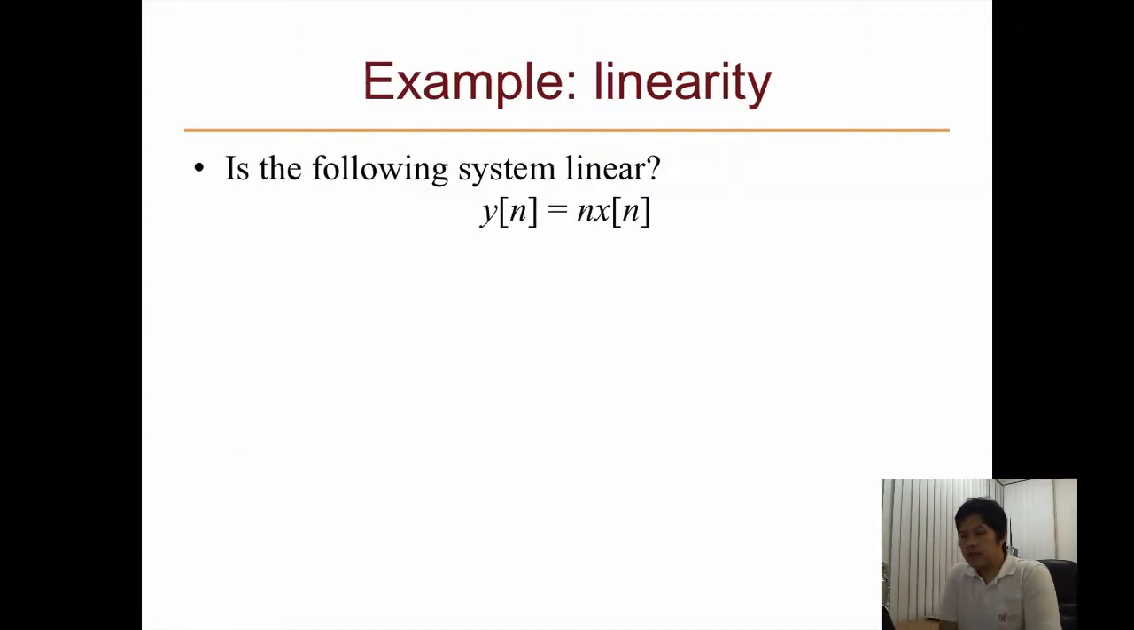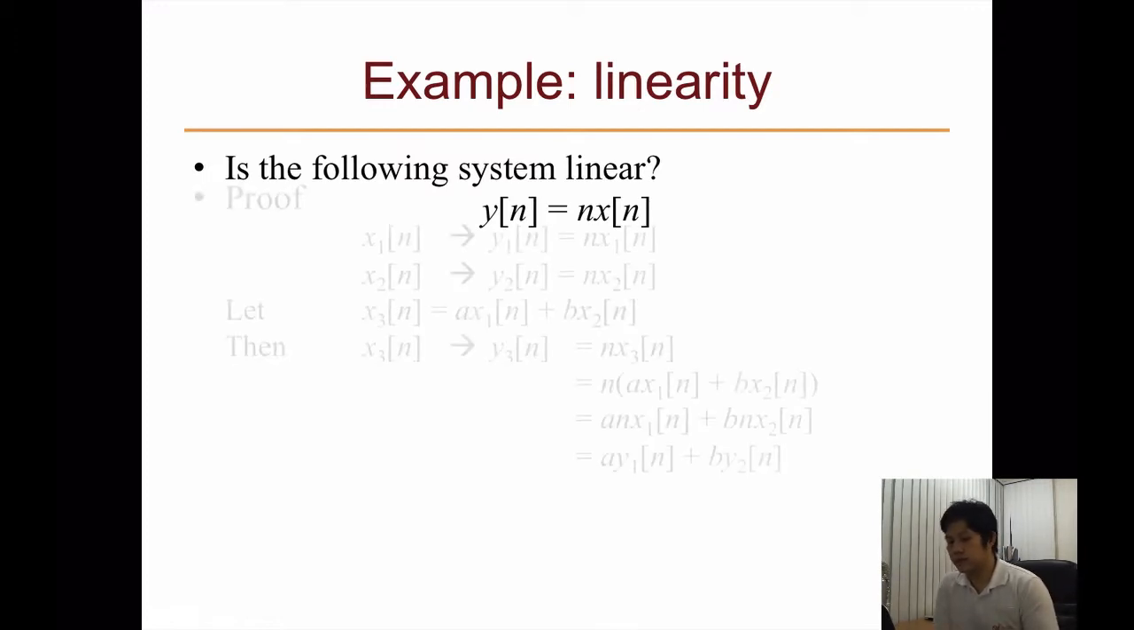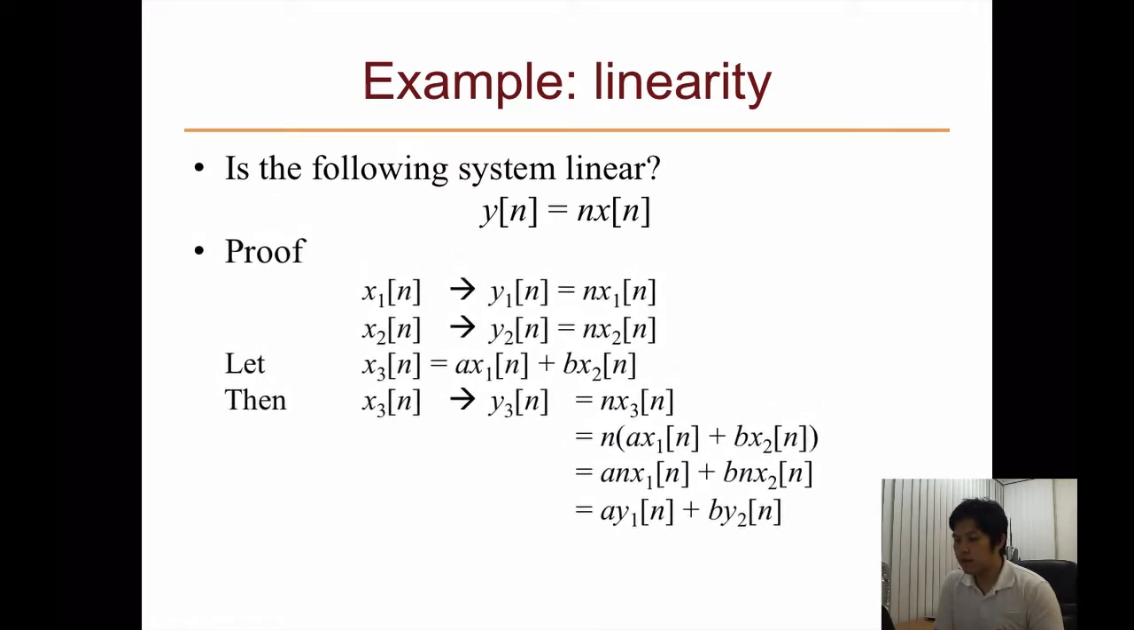So my first question is: is this system linear? How will you know whether it is linear or not? You can use the same process as in proving whether the system is TI. First, let's assume that we feed the system the signal x1[n]. Then you get y1[n] equals n x1[n]. If we give the system an input x2[n], then we get y2[n] equals n x2[n].